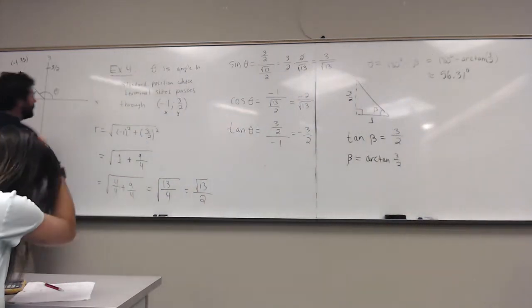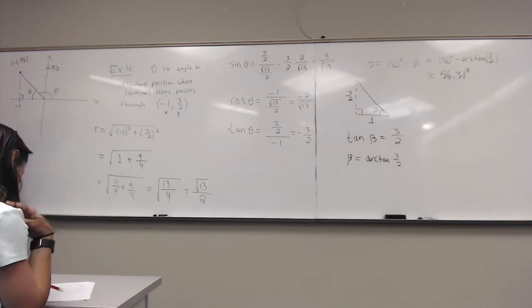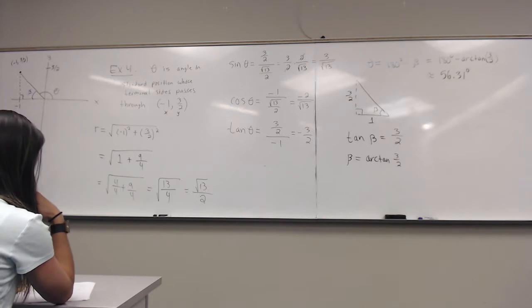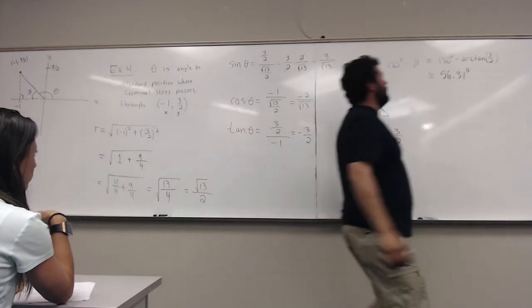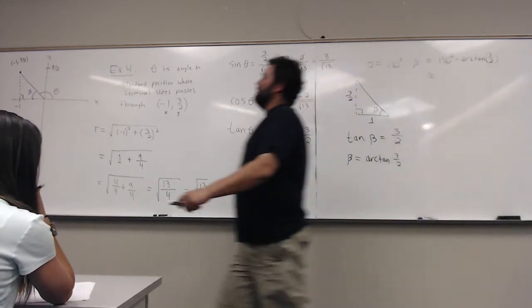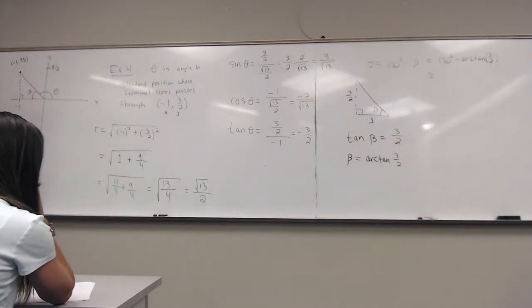Now, does that answer make sense? I'm not as satisfied with it. Is that just the arctan measure? So we actually needed to subtract from 180, sorry. That's 123.69. How did I know my answer didn't make any sense if it was just the 56 though?